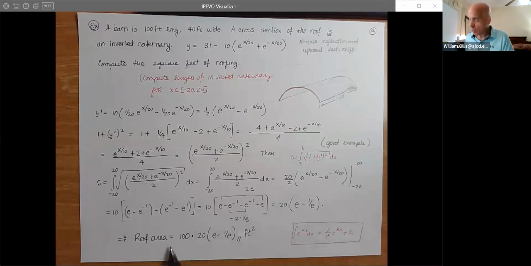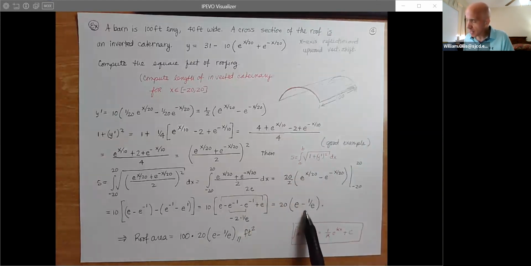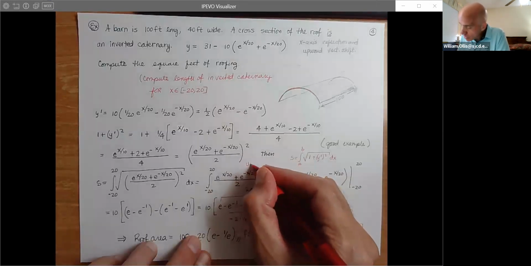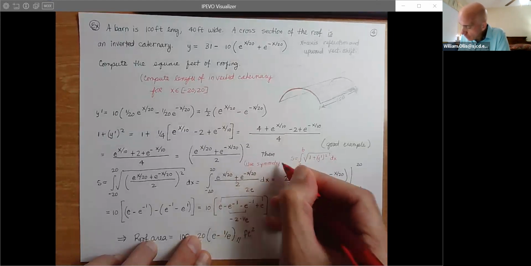So now the roof area in this case will simply be the arc length, which we have computed exactly, times 100. So we have 100 times 2 times (e minus 1 over e). So that's exact. Now, if WebAssign asks you to approximate this, then fine, you can approximate the exact answer. So again, just remember in this case, let me write this in. At this point, use symmetry if you like.